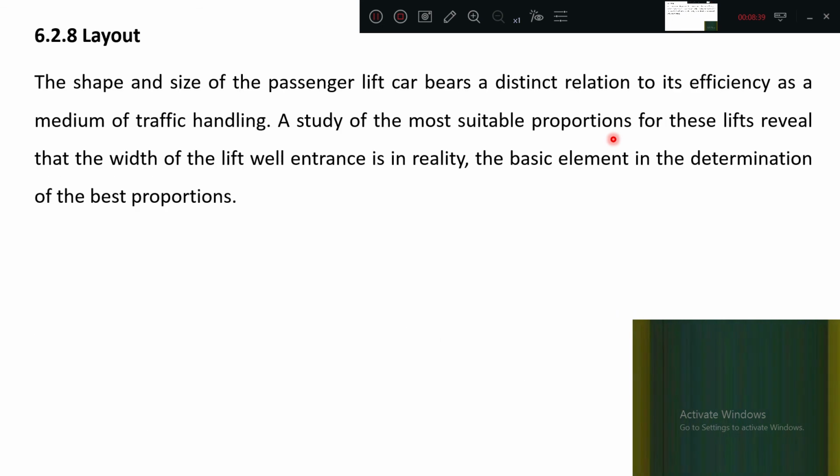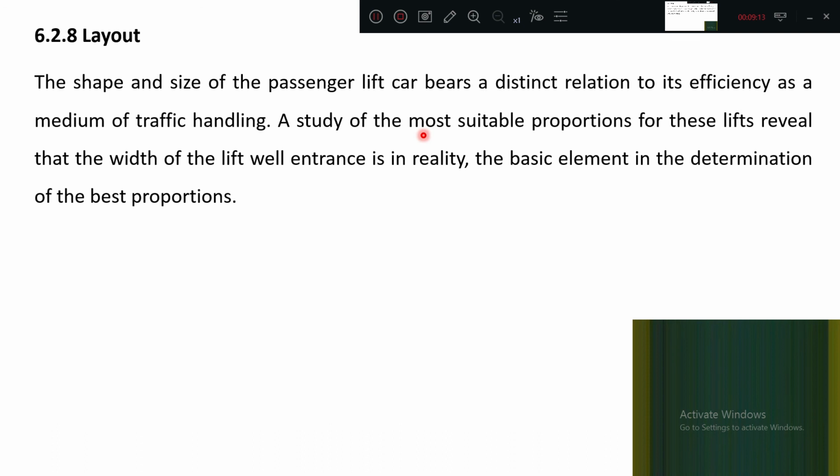Layout, a very important term. The shape and size of the passenger lift car bear a distinct relation to its efficiency. Where the doors are located and where the total lift is located is very, very important. The layout of the lift assembly, and the size and shape of the lift car, are very important for efficiency as a medium of traffic handling. If it is situated in the center of the building, very well and good. If it is situated somewhere in the corner, then it is not good practice.